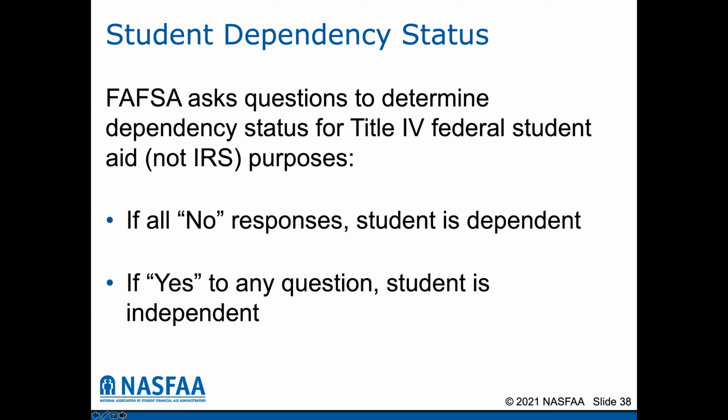You have to answer yes to one of the questions on the FAFSA in order to be an independent student. And they range from, are you over the age of 24? Are you married? Do you have children of your own? Are you a veteran of the U.S. Armed Services? Are you an orphan or ward of the court? And I believe there are a few more. But financial independency is not independency for the FAFSA.